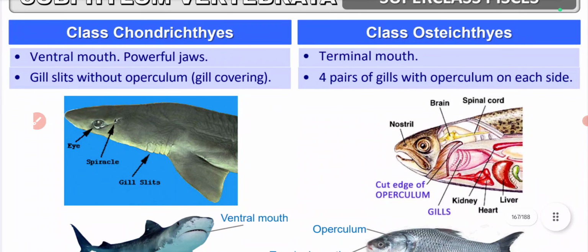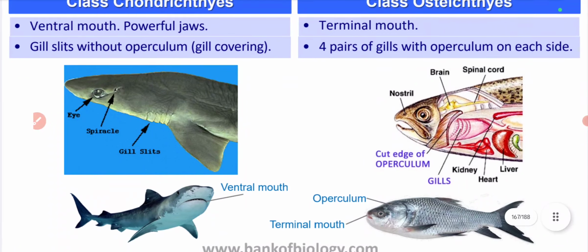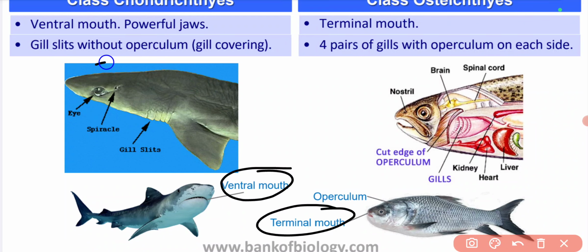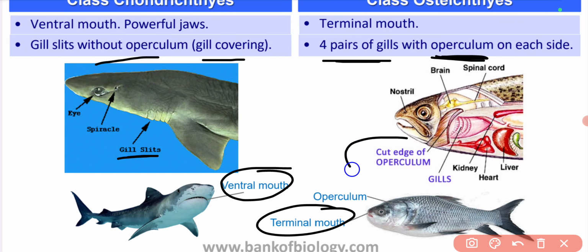Some other points: Chondrichthyes have a ventral mouth and powerful jaws, and Osteichthyes have a terminal mouth. In the diagram you can see the ventral mouth and terminal mouth. Chondrichthyes have gill slits without operculum, a gill covering. Osteichthyes have 4 pairs of gills with an operculum on each side. Operculum means covering; you can see the cut edge of the operculum.